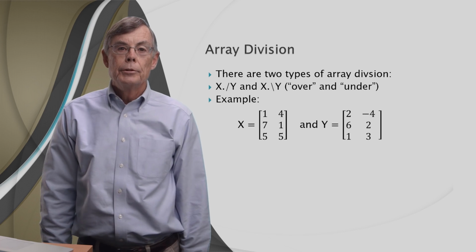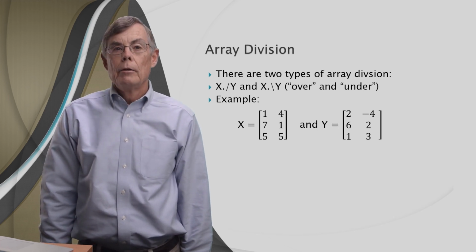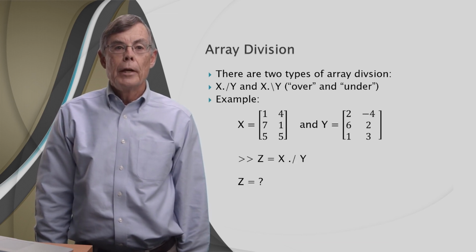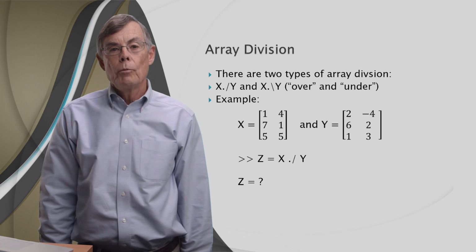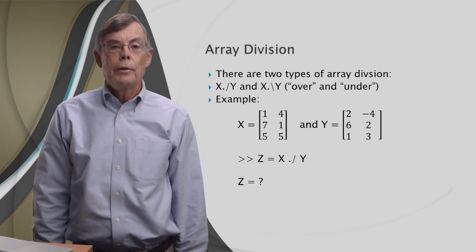Here's an example. You see an x and a y. They're both the same shape and size. That's required for array division. And now let's suppose we use that first example, x dot slash y, x over y, and put that in z. So what does z look like?